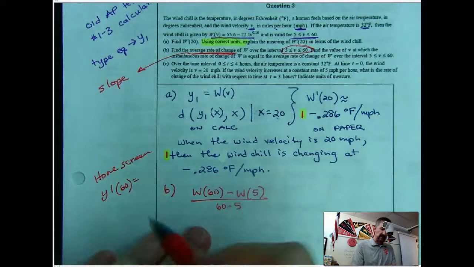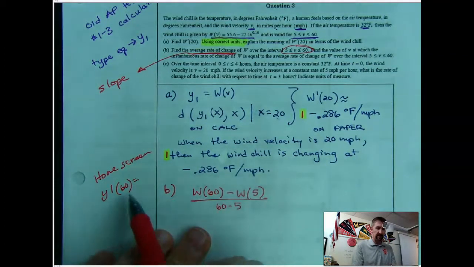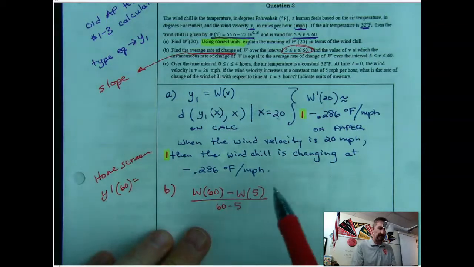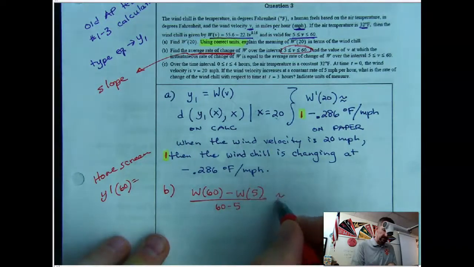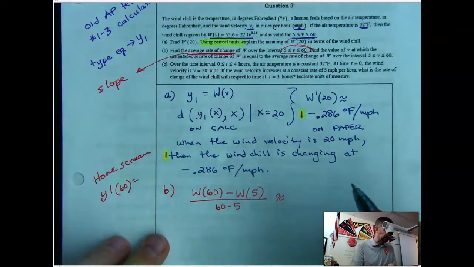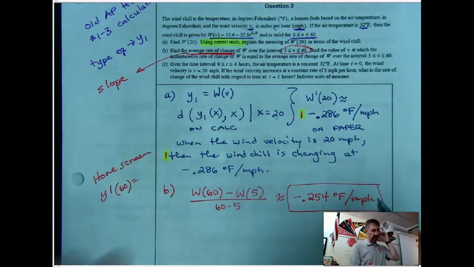So, and then you can actually type the whole thing in. So you put that in parentheses and do Y1 of 60 minus Y1 of 5. I guess I could have kept the calculator side on this side and kept that over there. So make sure you can type this in your calculator and get the same thing. So that's going to be negative 0.254 degrees Fahrenheit per mile per hour. Okay.